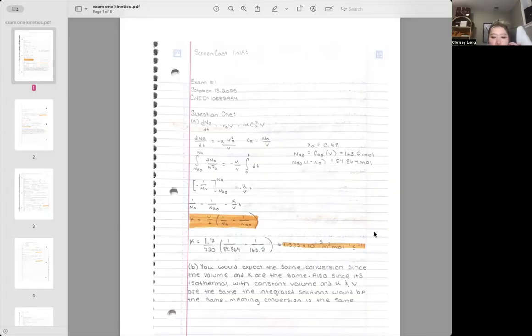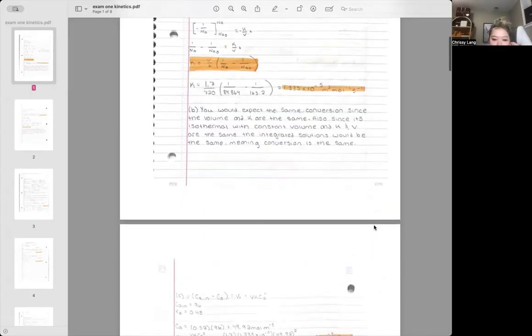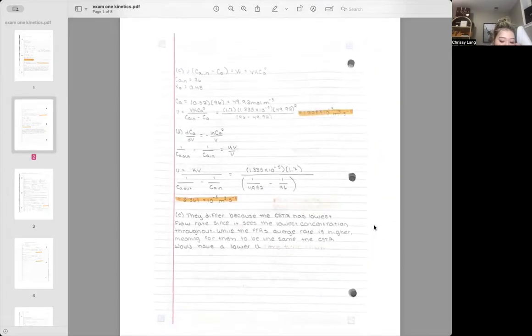For part B, it's just the explanation. And then for part C, the CSTR flow rate. For the CSTR, I used the steady state mole balance, which says what goes in must equal what comes out. I expressed the A concentration in terms of conversion and then substituted the same rate law as before, which is just the r equals, as you can see above.